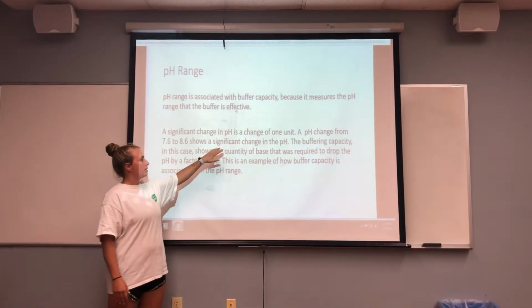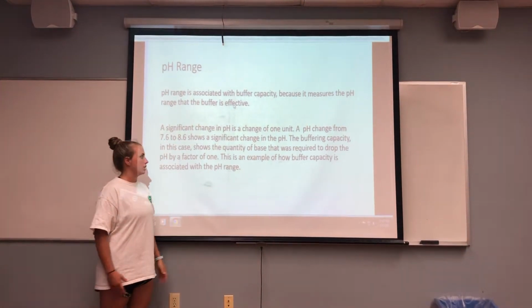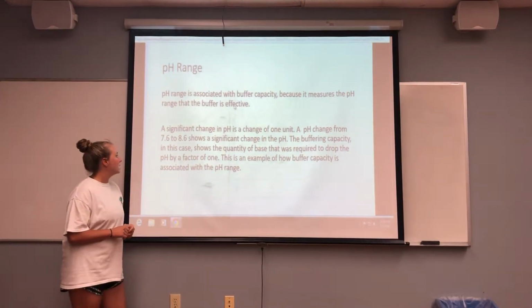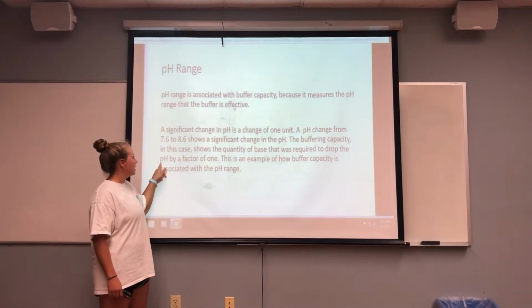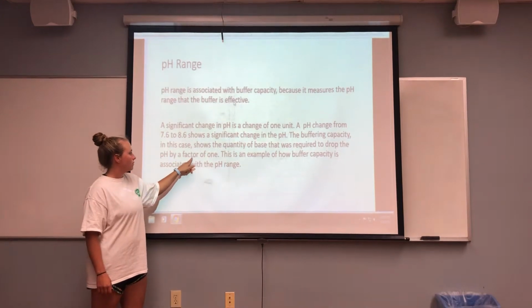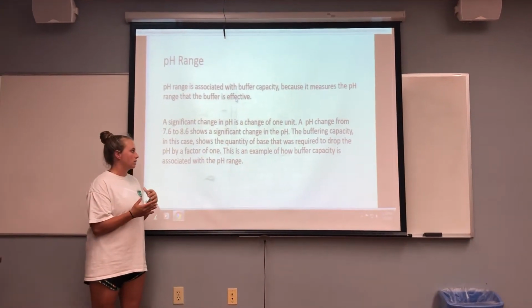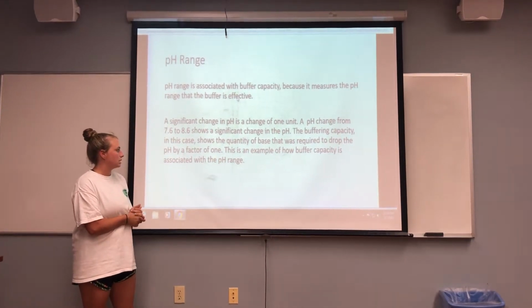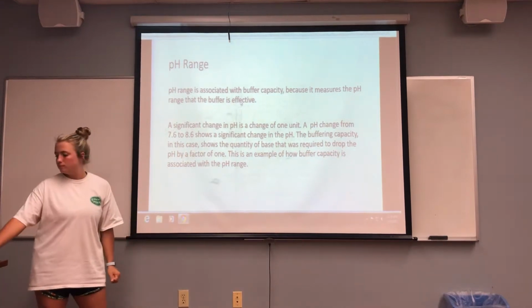One example we were given: a pH change from 7.6 to 8.6 is a significant change in the pH. The buffering capacity in this case shows the quantity of the base that was required to change the pH by a factor of 1. Even though the pH increases, it still gets more basic. This is an example of how buffer capacity is associated with the pH range.